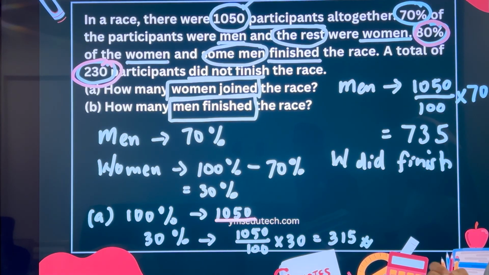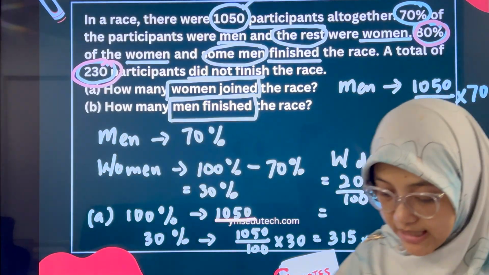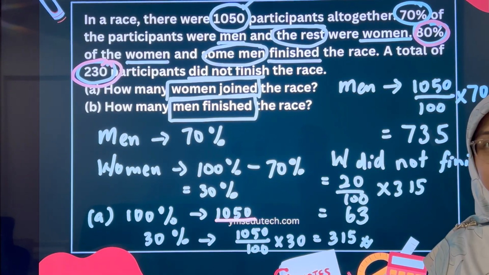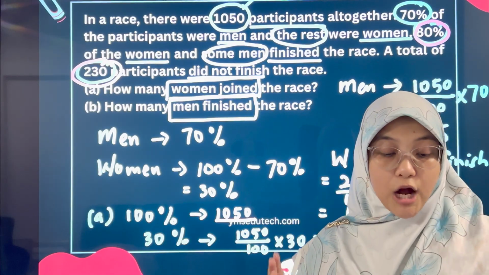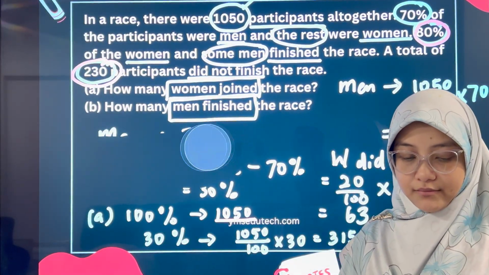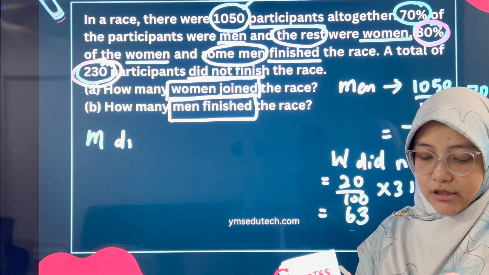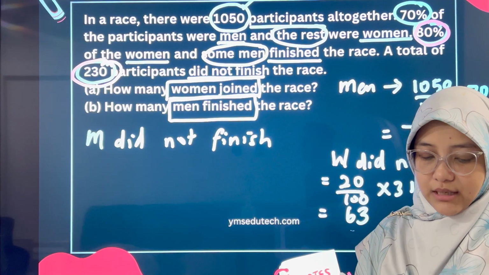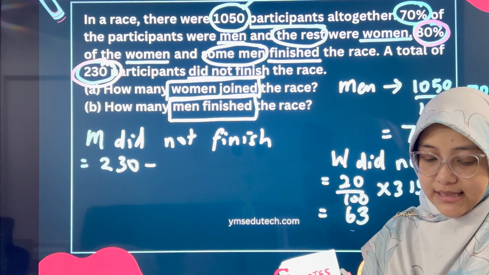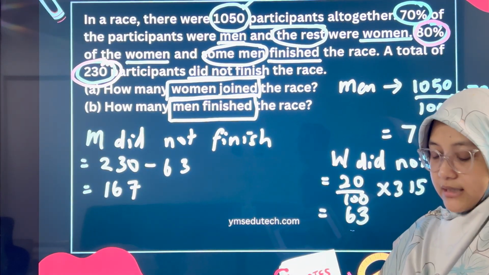So let's find out how many women did not finish the race. That will be 20% of total number of women, 315. And that gives us 63 women did not finish the race. Therefore, how many men did not finish the race? Let me erase the first part so we can have more space to write. Men did not finish. That will be 230 participants minus 63, and that gives us 167 men did not finish the race.